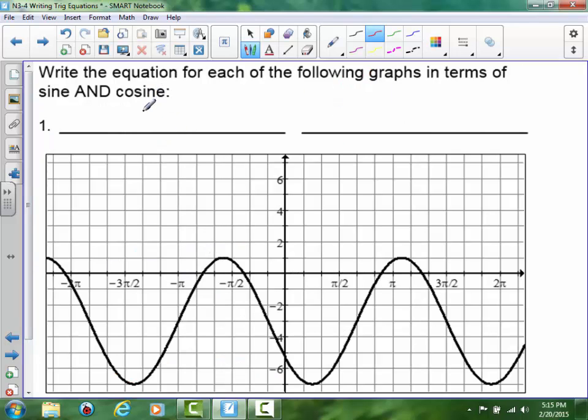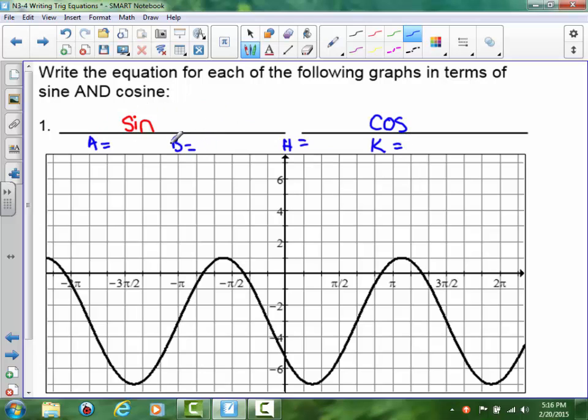All right, this first one says write the equation for each of the following graphs in terms of sine and cosine. So this one I'm going to let be my sine, and this one I'm going to let be my cosine. All right, so we know that we need an a value, a b value, an h, and a k for each graph. I need those values in order to write my equations.